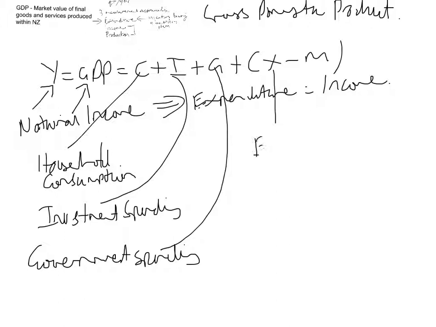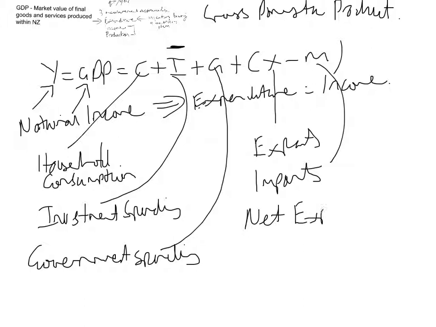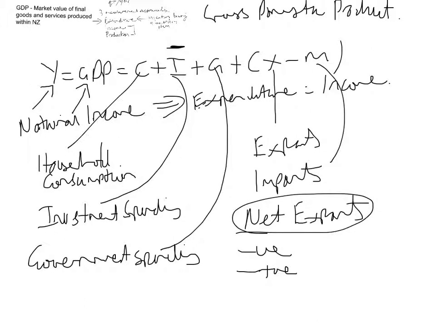This one here is exports, and this one here is imports. We don't use I for imports. I is reserved for investment. And when we bracket these two, we talk about net exports. Now, sometimes net exports can be a negative value, or it can be a positive value. Oops, that doesn't look very positive to me. Right, so I'll just change that. Let's go plus 3.